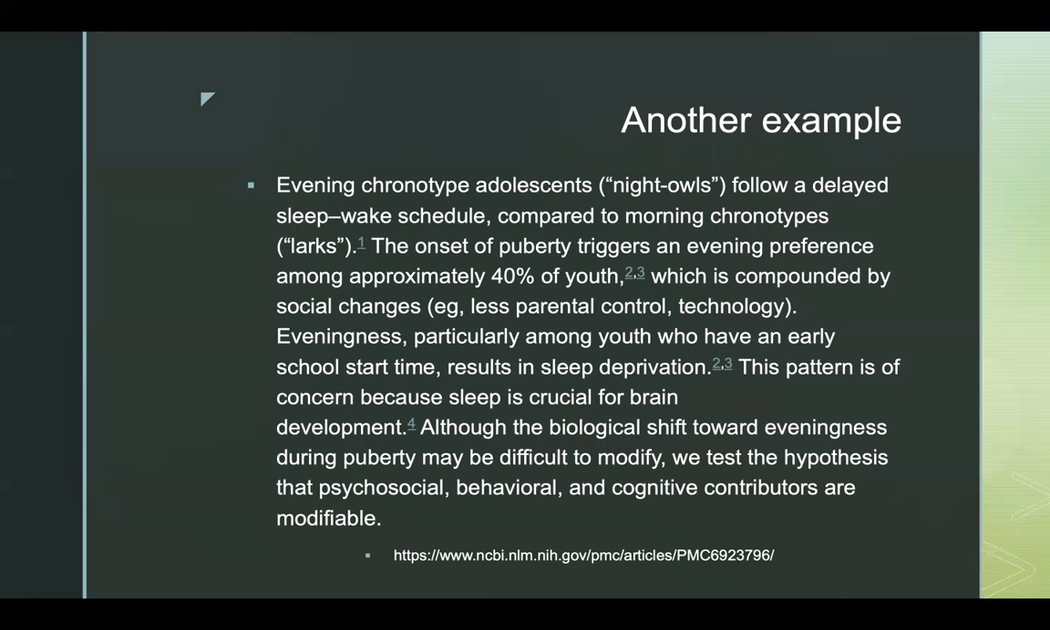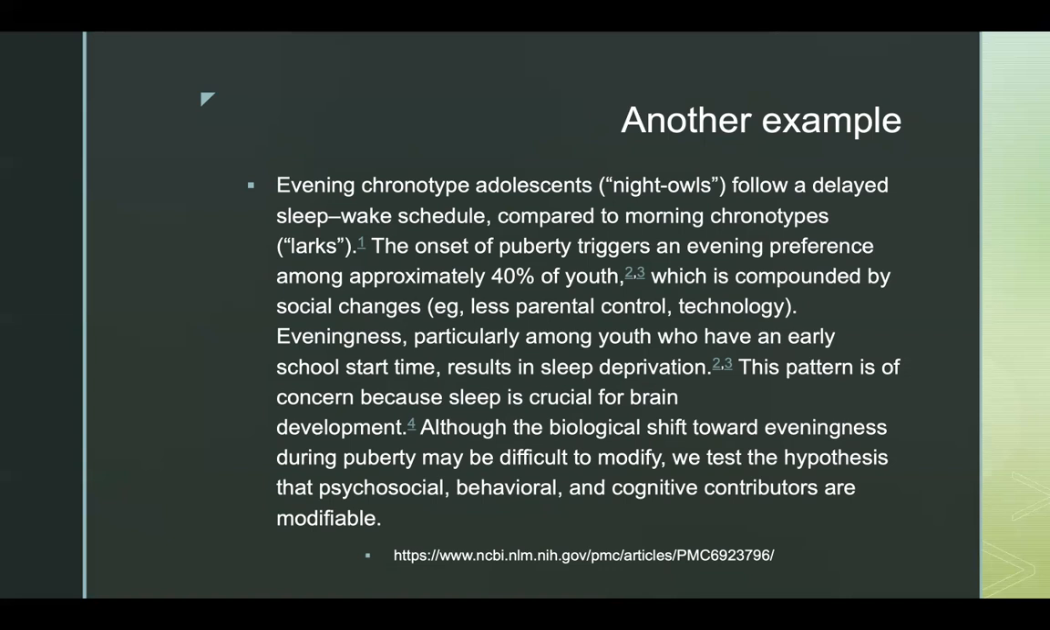Okay. So evening chronotype adolescents follow a delayed sleep-wake schedule compared to the morning chronotypes, which they call larks. So that's their first sentence. The onset of puberty triggers an evening preference among about 40% of youth. Okay, and so then that plus social changes makes it bigger. So that's their second sentence.